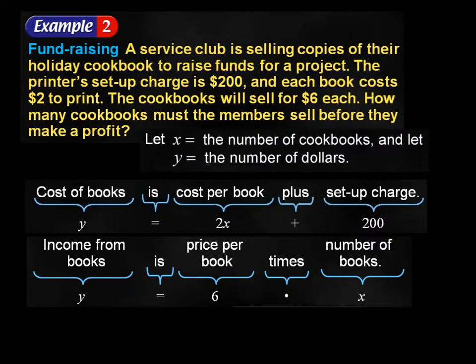If we let x equal the number of cookbooks and y equal the number of dollars, the cost of the cookbooks is the cost per book plus the setup charge. So the first equation is y equals 2x plus 200. And the second equation, y, is also money, income from the books, which is the price per book times the number of books, so y equals 6x.